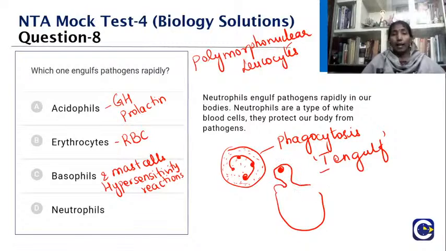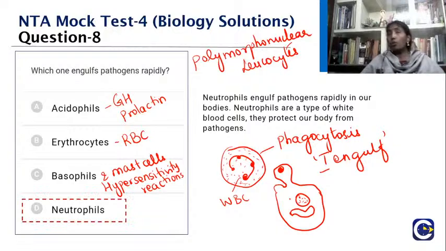They just engulf it, and they will have powerful lysozymes in that, and that is how they form the phagolysosome, and that will end the process of phagocytosis. So neutrophils engulf the pathogens in our bodies. They are a special type of WBCs that protect our body from various pathogens. So the answer would be neutrophils.